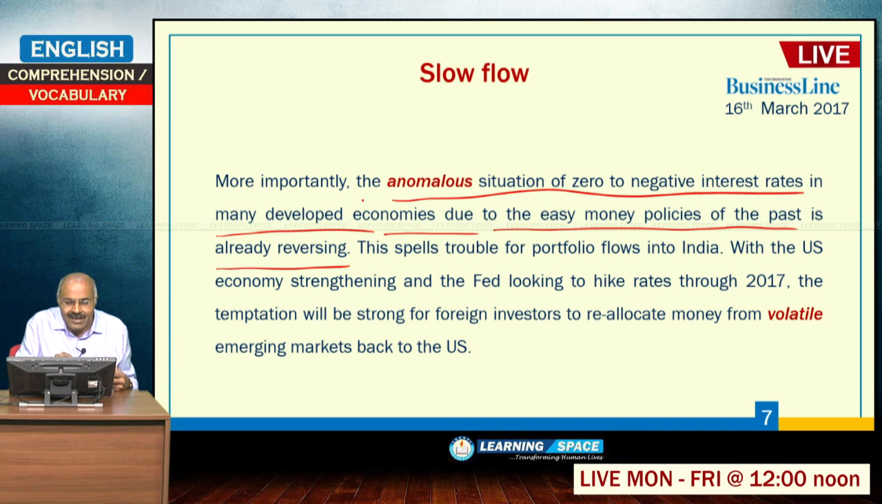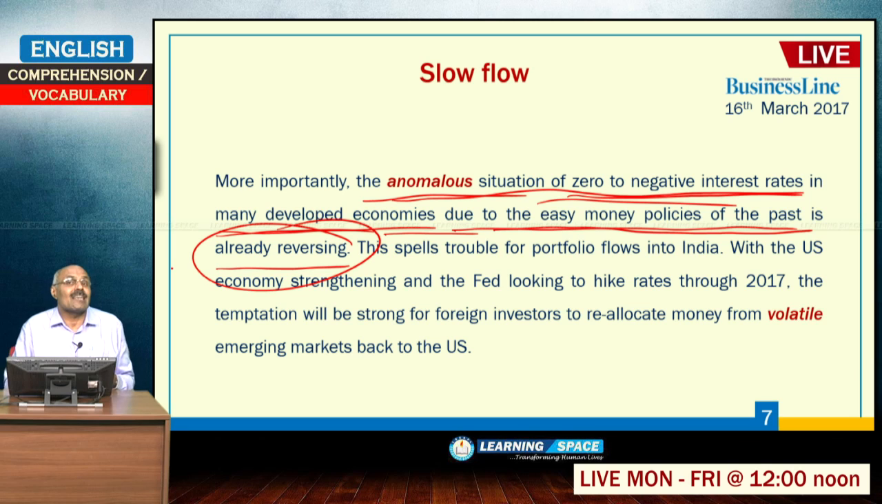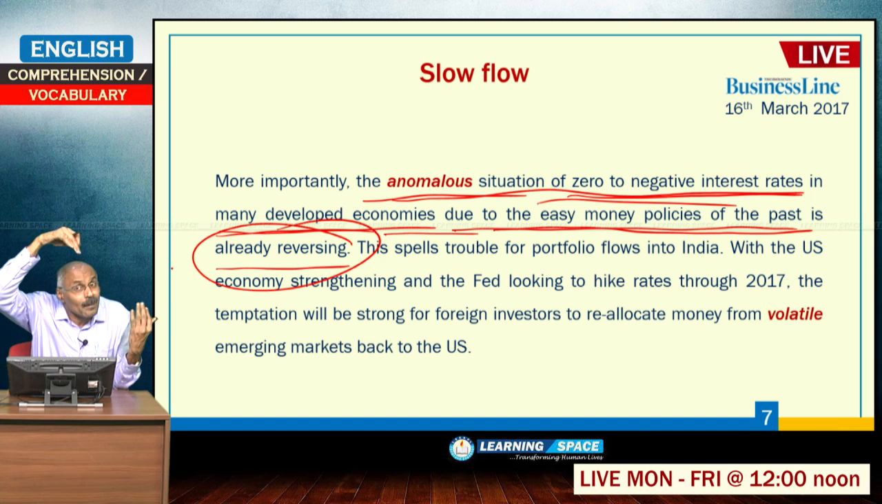So, more importantly, the anomalous situation, why did he use anomalous? Because, contrary to the normal monetary policies, for the past few years several central banks have resorted to 0 to negative interest rates in many developed economies, and due to easy money policies the past is already reversing. The anomalous situation of negative interest rates, 0 interest rates and easy money policies is now being reversed. They have already started reversing.